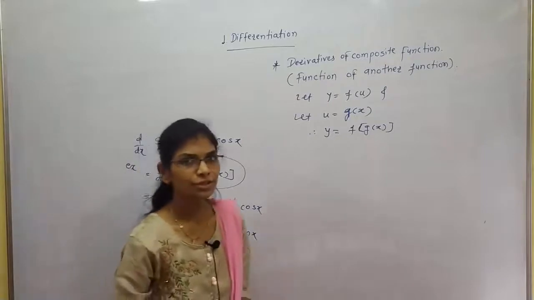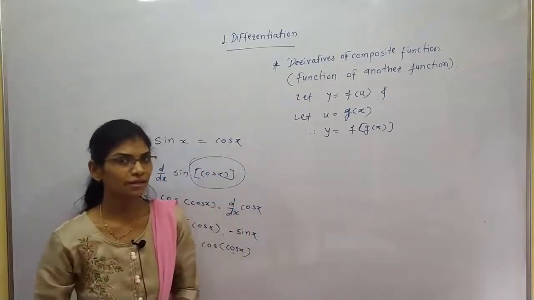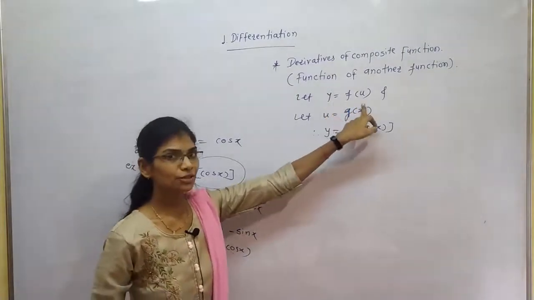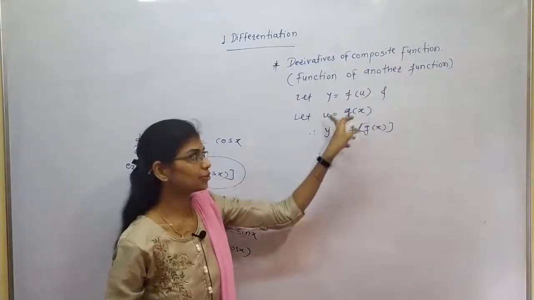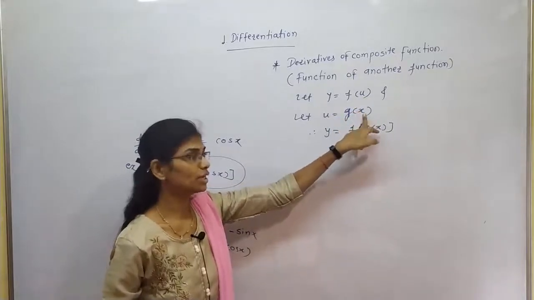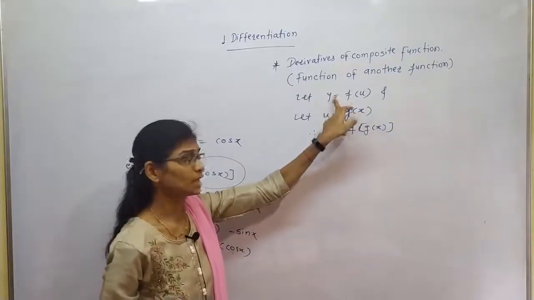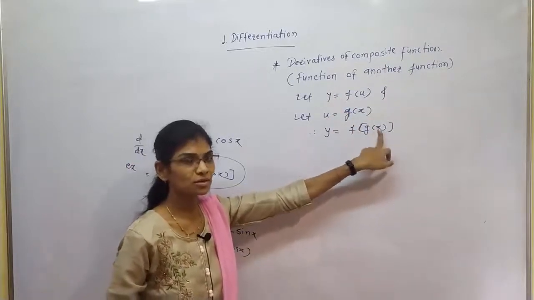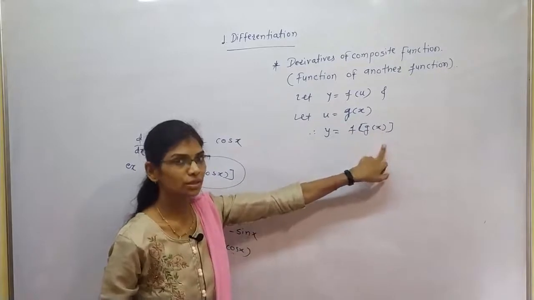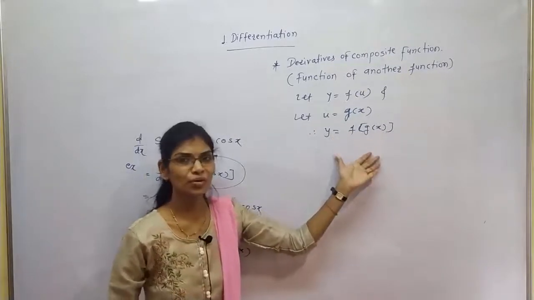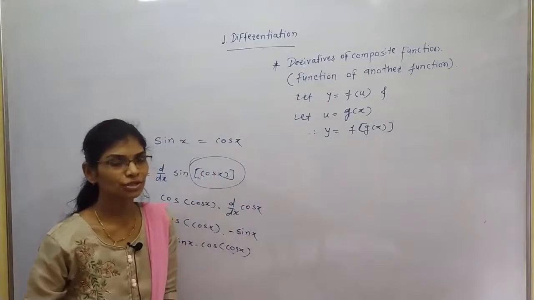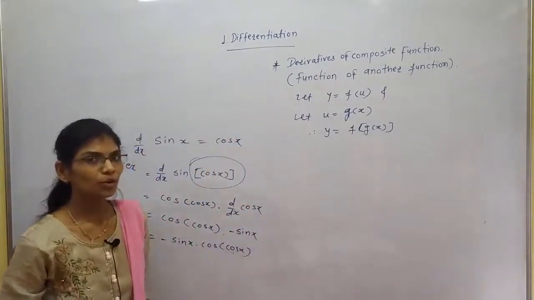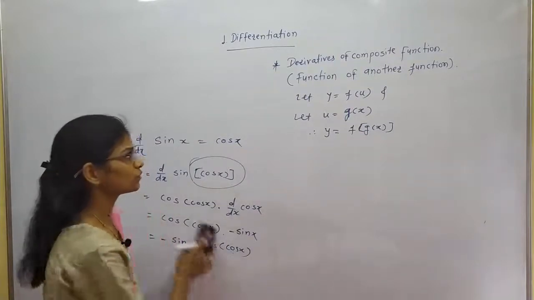So composite function means function of another function, that y is a function in variable u, but u is equal to a function in variable x. Therefore y we can write as y is equal to f of g of x, function of a function. This kind of function is known as a composite function. So we are going to learn formulas for derivatives of composite function.